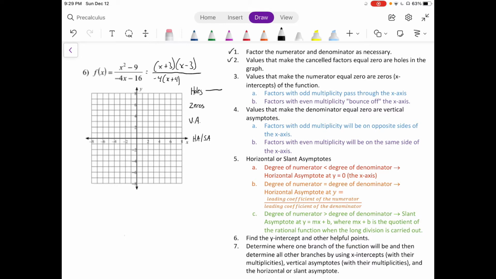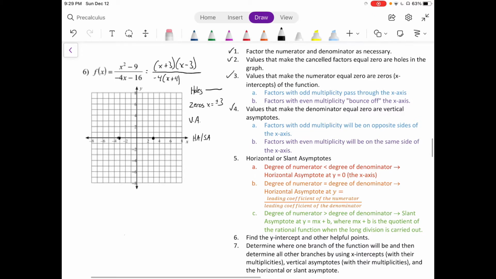Zeros occur when the numerator equals 0. So values of x that make the numerator equal 0. Well, that's going to be x equals negative 3 or positive 3. So we can just put plus or minus 3, and we will go ahead and graph those on our graph. Vertical asymptotes are values of x that make the denominator equal to 0, which is x equals negative 4. So we're going to have a vertical asymptote at negative 4.